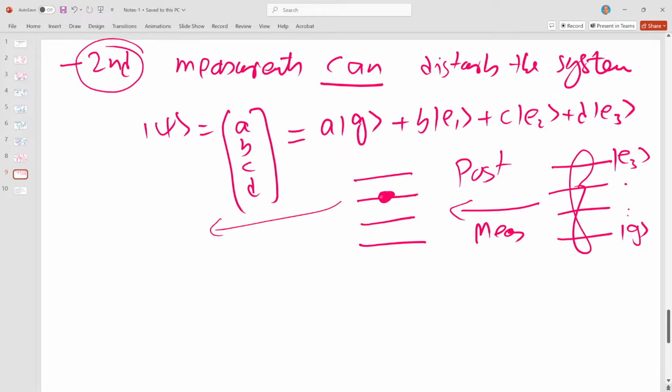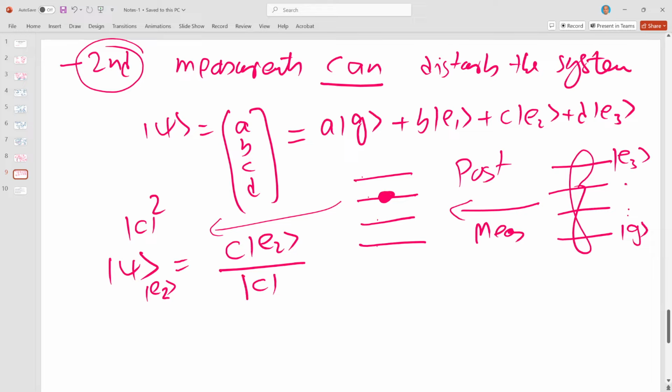So the probability of finding the system in this state after measurement, with A, B, C, D, is C mod square. And the state after measuring the system in the E2 state is C E2 divided by C mod. So this is the state after the system has been measured. So the state after the measurement has changed. We say that the measurement process has projected the state of the system into one of the eigenstates of the system, or into one of the observable states of the system.